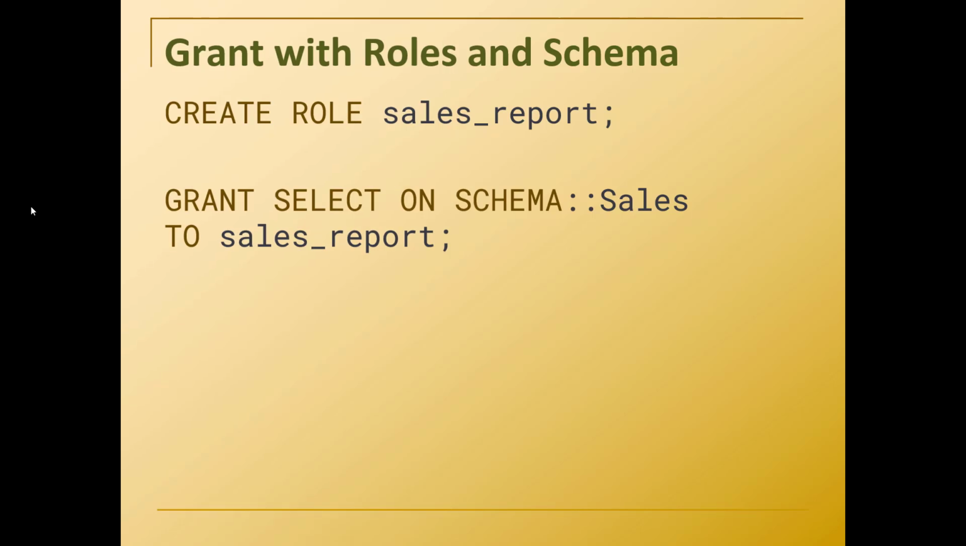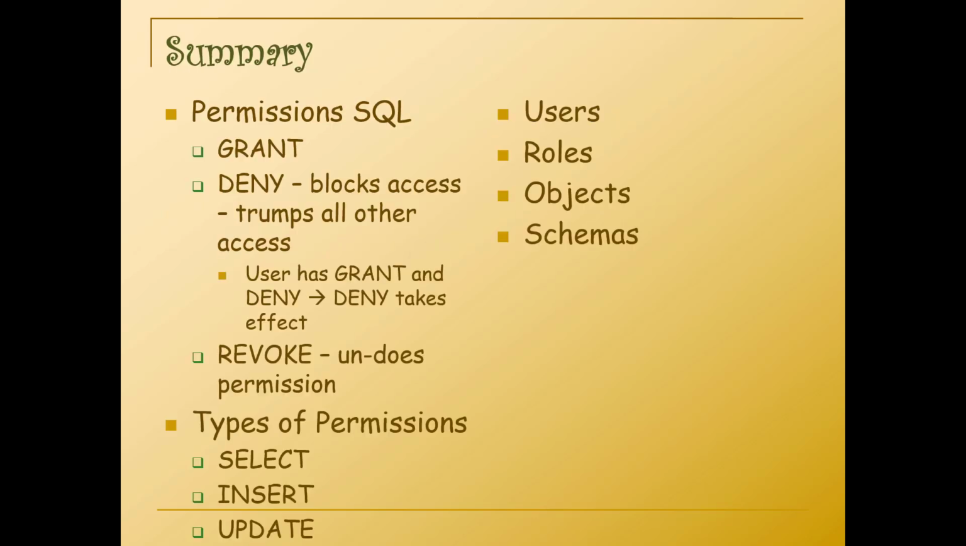Putting it all together, let's create a role, sales report, and we're going to grant select on a schema called sales to sales report. So this is a very simple overview of security, because it gets way more complex than this. You have grant, deny, and revoke permissions in SQL. Deny blocks access and trumps all other access. For example, if a user is granted permission for invoices, and that same user is also denied permission for that invoice, the deny is going to overrule. And revoke just undoes any permissions that are there.